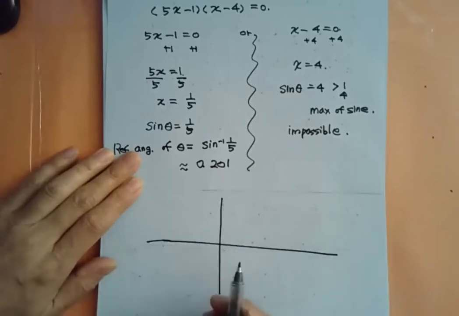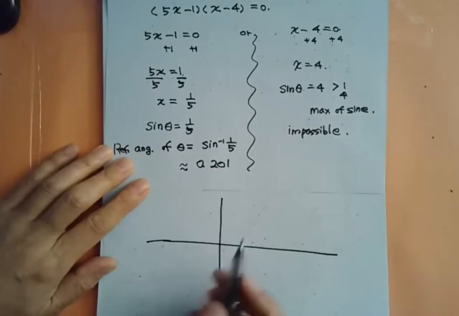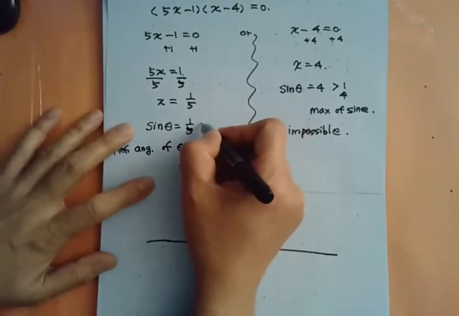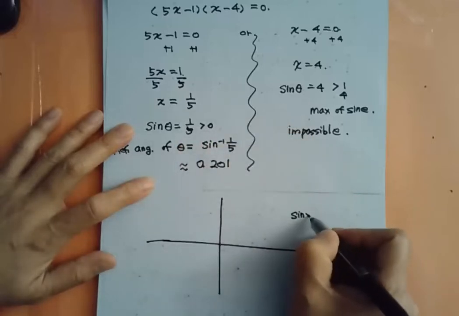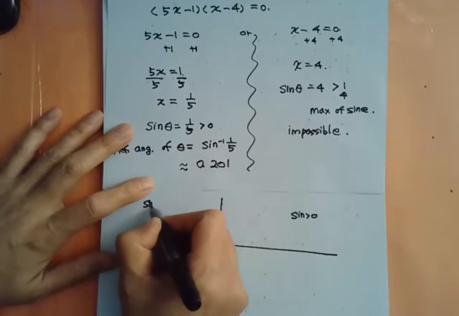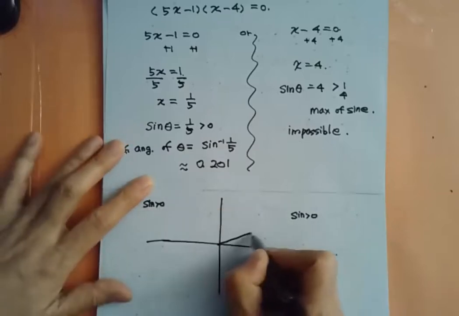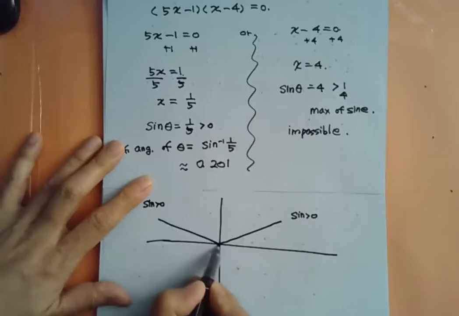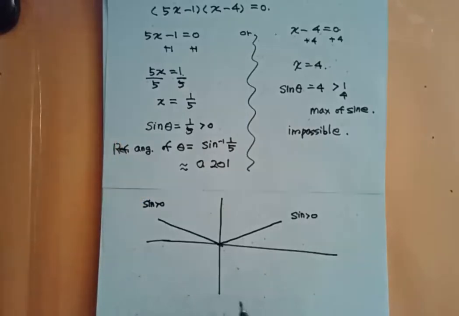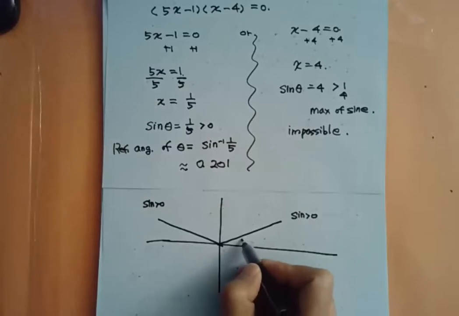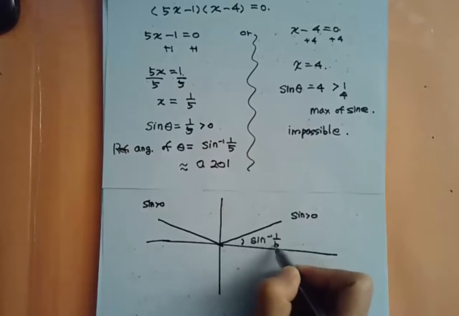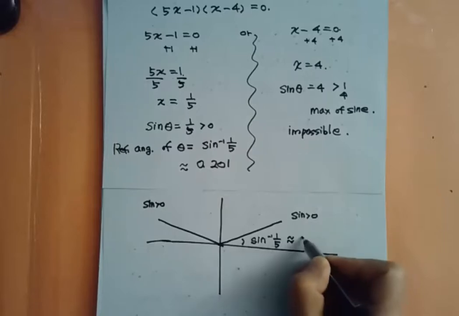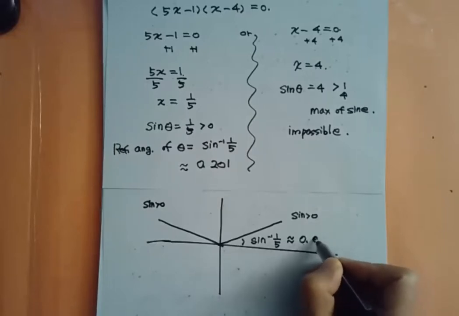We want to locate the angle in the quadrant. We observe that sine of theta is greater than 0. So sine is greater than 0 in the first and second quadrant. So we locate the angle in the first and second quadrant with the reference angle sine inverse of 1/5, which was approximately 0.201.